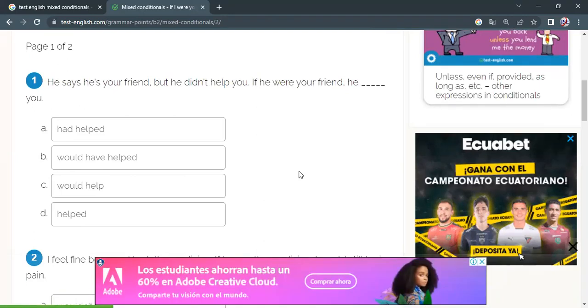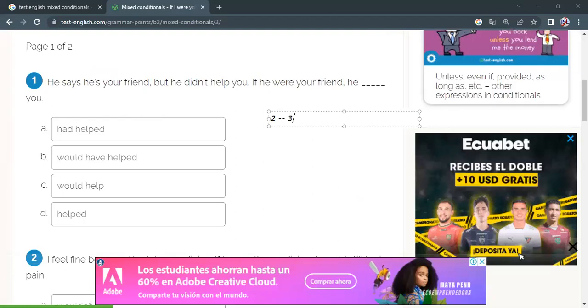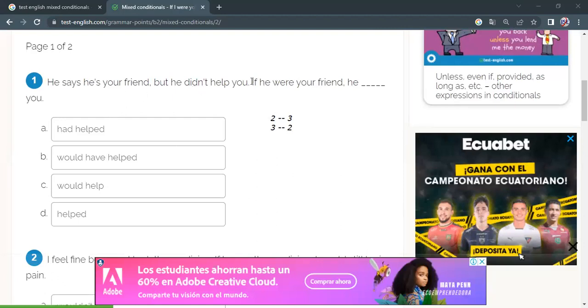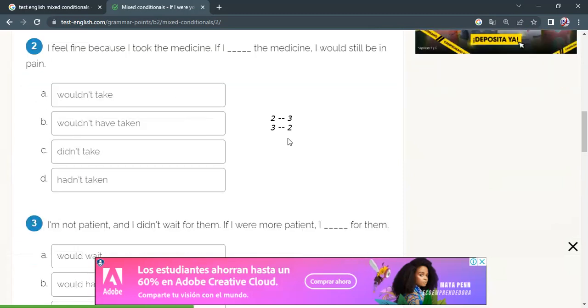He had helped you. Had helped? Remember, the combination is second, third, or third, second. What do you have here? Second or third conditional? Second. So what do we have to do next? Third. And third is A, B, C, or D? Would have. Number 2. I feel fine because I took the medicine.